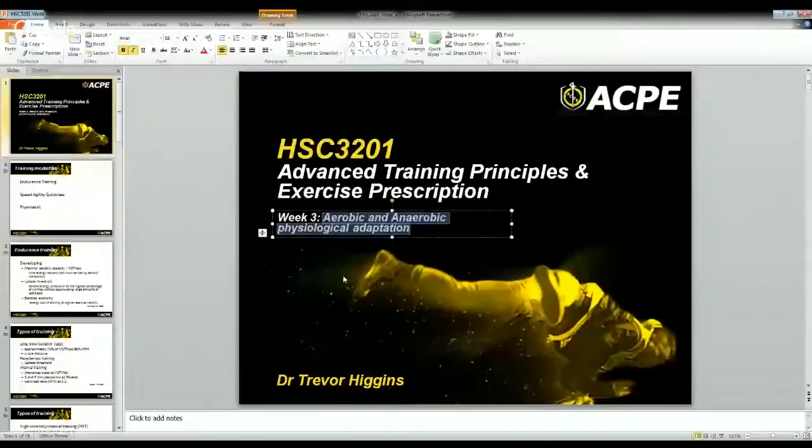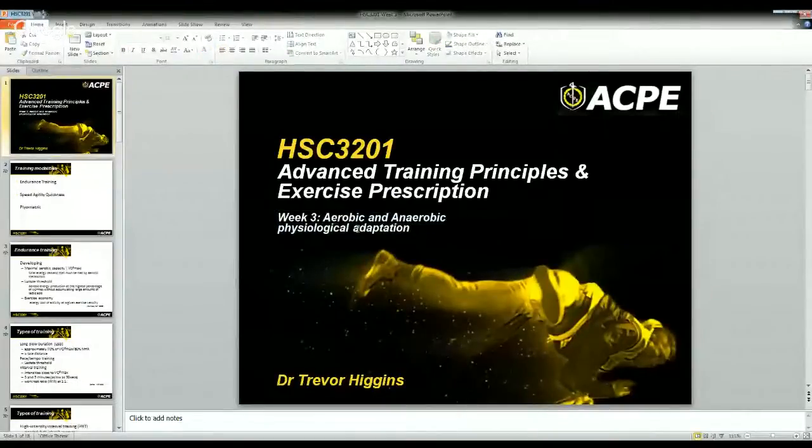So as you can see, we're talking about aerobic and anaerobic physiological adaptations. These are the changes that are occurring internally, depending on the cellular level.